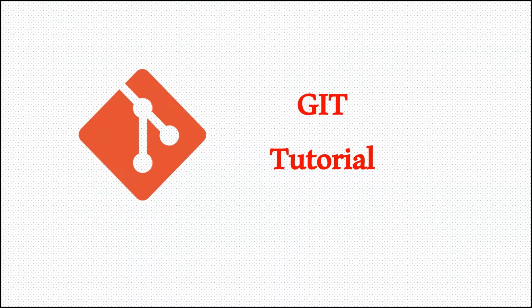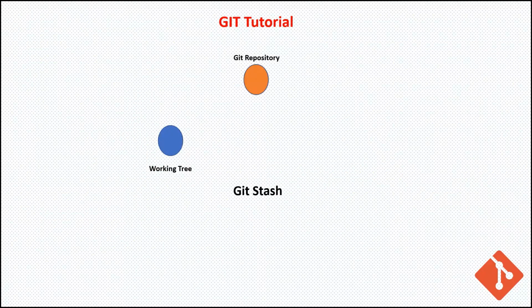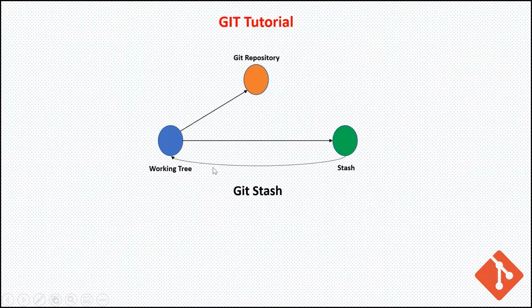Today as part of our Git tutorial series, I'm going to discuss Git Stash. So what is Git Stash and what does it do? Git Stash temporarily stores, or stashes, the changes which you have made to your working tree. You can save your changes and start working on some other features, and once you are done, you can reapply the saved changes to your working tree.